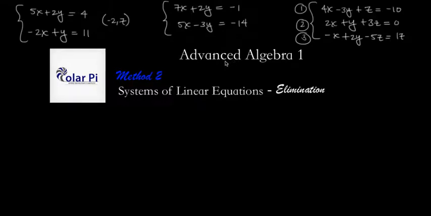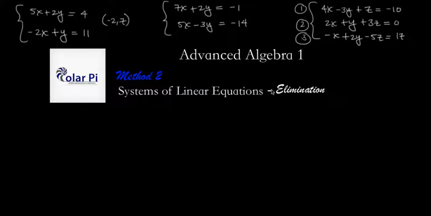We worked out this first example using substitution and saw that the point of intersection of these two lines was -2, 7. Therefore, our x solution was -2 and our y solution was 7. And hopefully, elimination tells us the same thing.